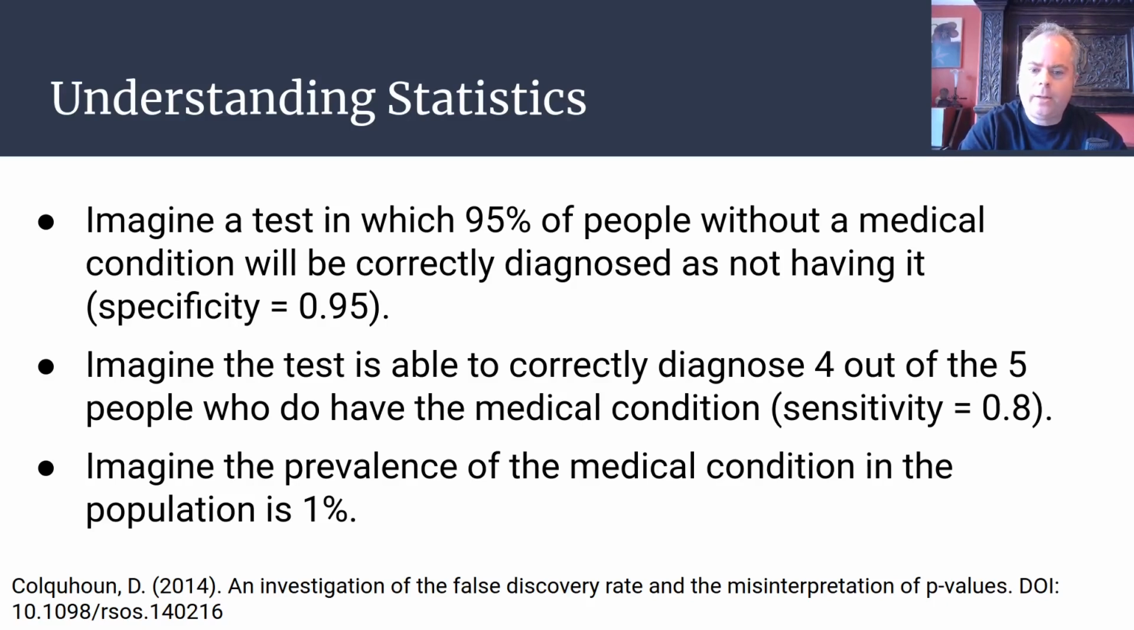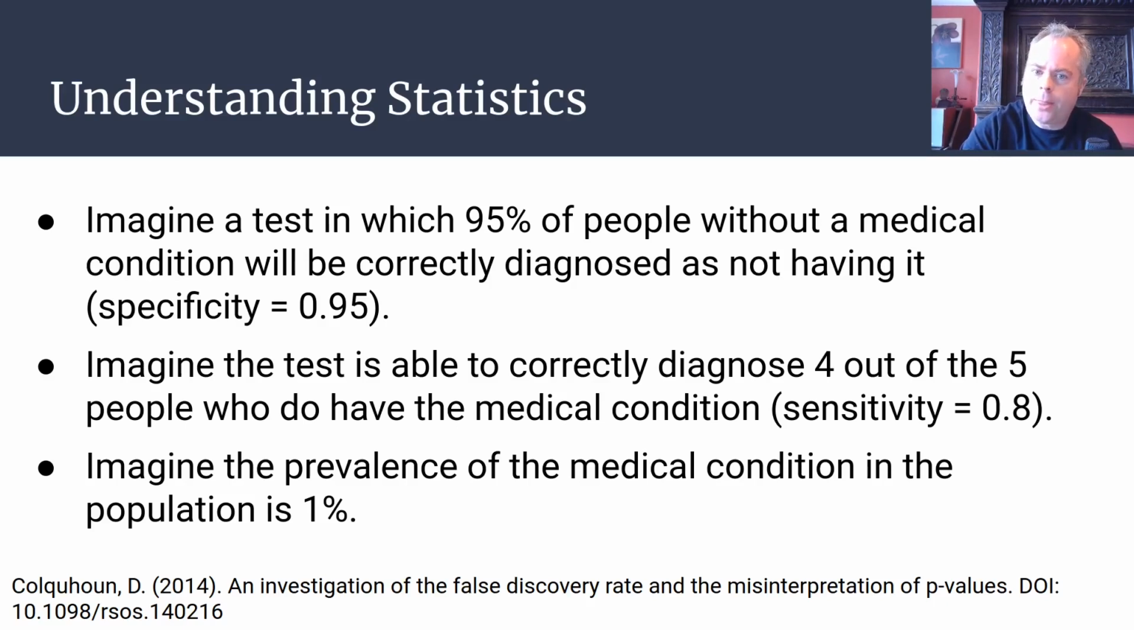Imagine some sort of medical diagnostic test such that 95% of people without a medical condition will be correctly diagnosed as not having that condition. So that gives us what's known as a specificity value of 0.95. In addition, imagine the test is able to correctly diagnose 4 out of the 5 people who do have the medical condition. This is known as sensitivity, and this value is 0.8 in this case.